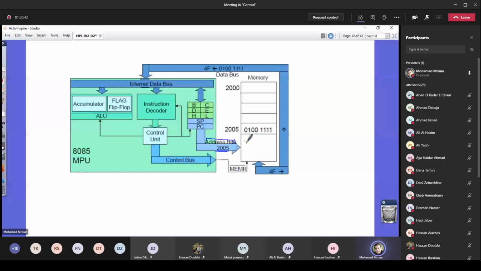Now the memory will send back to the microprocessor its content at the address 2005, and this is done through the data bus. This instruction will then be available to the decoder, and the decoder will do the necessary. It will decode this instruction, and depending on the code, the instruction could be a move, add, or whatever. We will see more details later on when we describe the timing flow of the instructions.